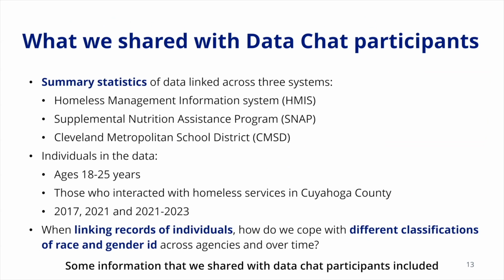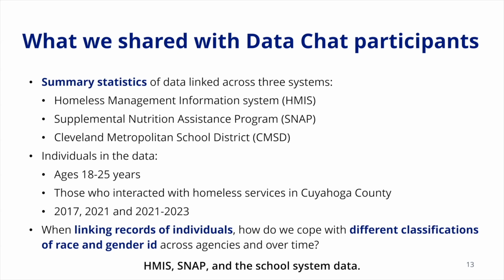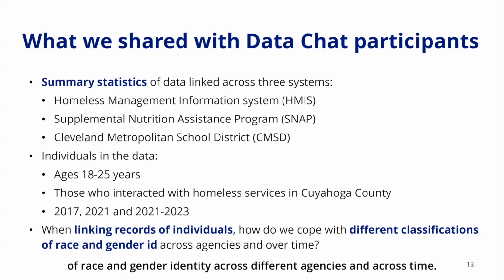Some information that we shared with data chat participants included summary statistics of data linked across the 3 systems that Aaron is in: HMIS, SNAP, and the school system data. We focused on young adults like Aaron, aged 18 to 25. When we linked individuals, we wanted to focus on how we cope with different classifications of race and gender identity across different agencies and across time.